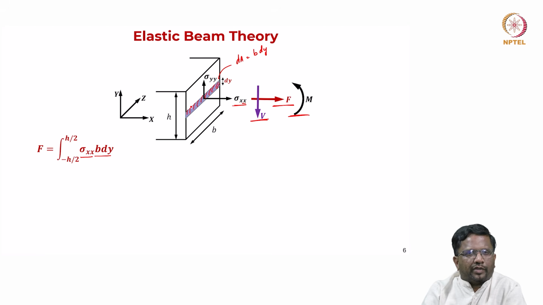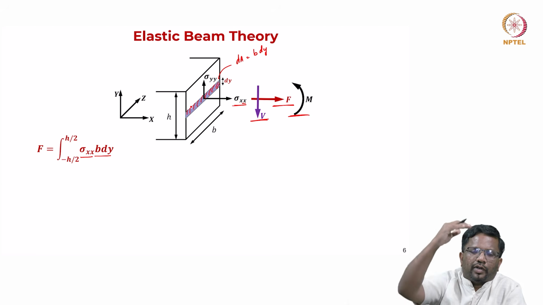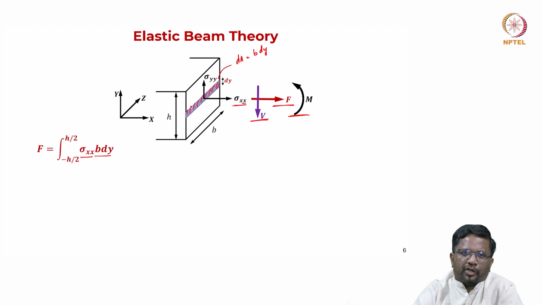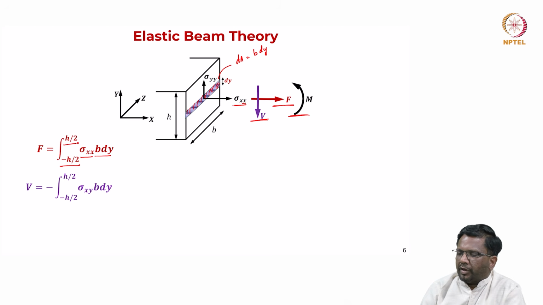So, I have to integrate it. If I take my reference axis from the neutral axis, I have to integrate up to plus h by 2, and downward from 0 to minus h by 2. So, the lower limit is minus h by 2 and the upper limit is plus h by 2. Similarly, shear force can be calculated as sigma xy into b dy, with the entire integration.